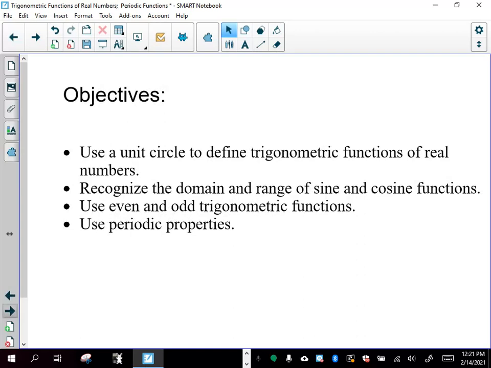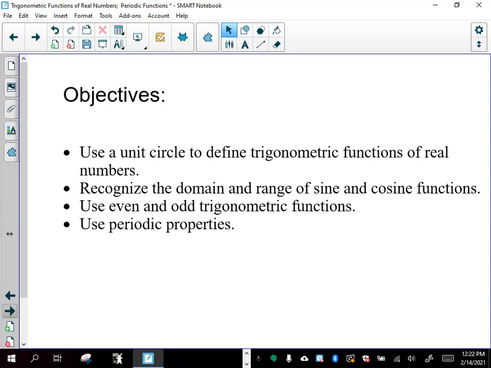We have four things that we're actually going to look at here. We're going to use the unit circle, and then we're going to look at the domain and range of your cosine and your sine functions, and then talk about even and odd. Now, we talked about even and odd back in the first semester when we looked at actual functions, but this time around, we're going to focus it on sine and cosine. And then we're going to talk about periodic properties.